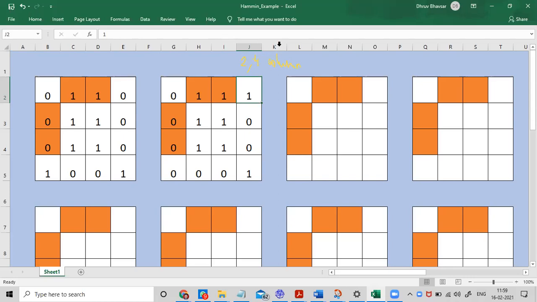Can I say that the error is in a specific column? Fourth column. Yeah. So I can just say for now that the error is in the fourth column. Okay. Now I'll try to check from this side.